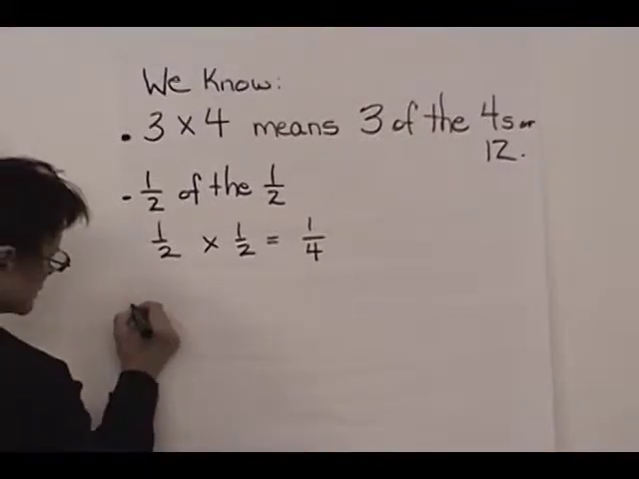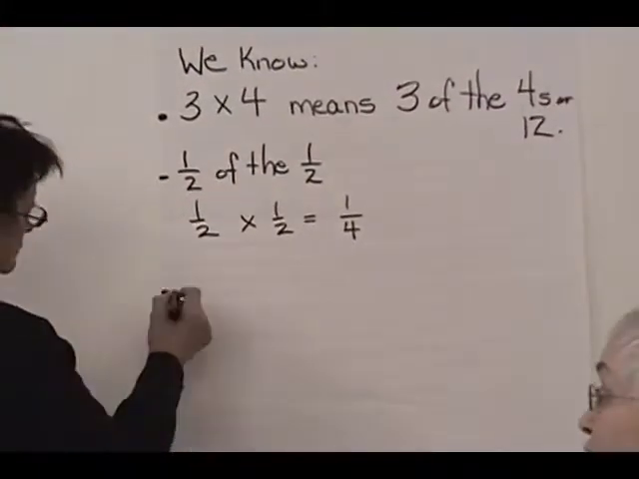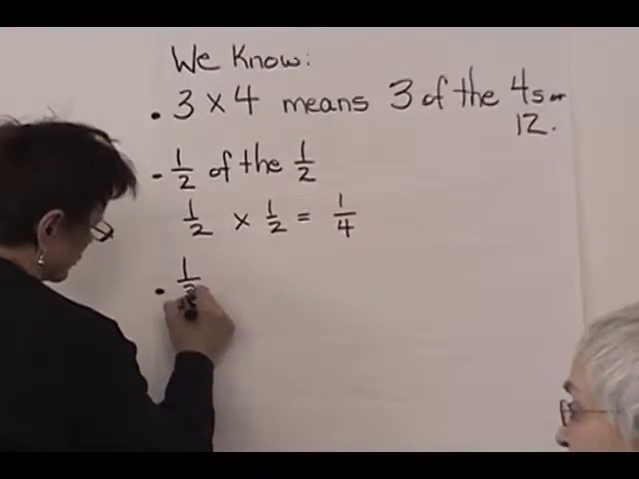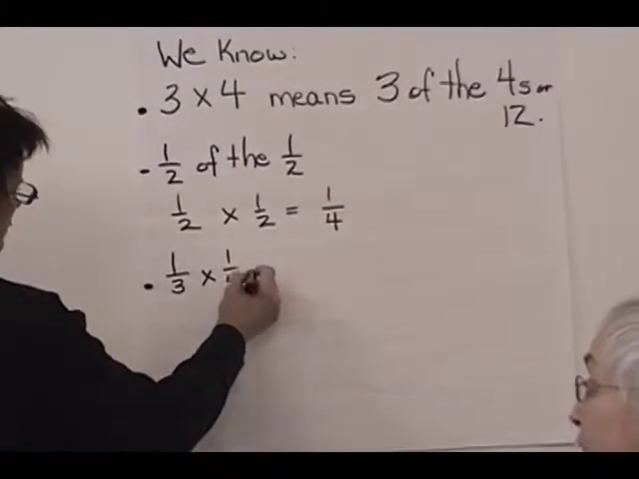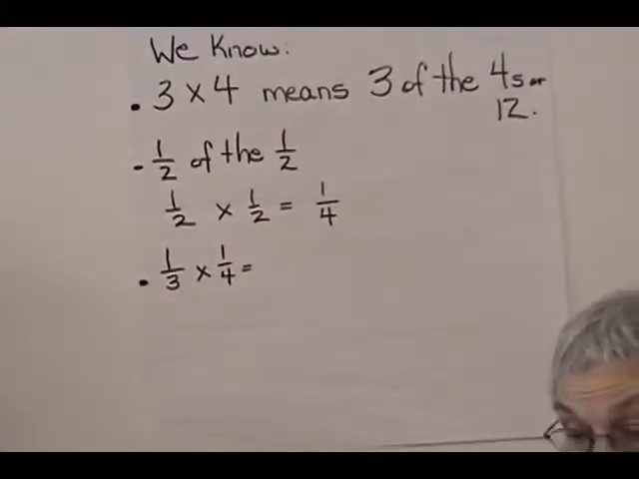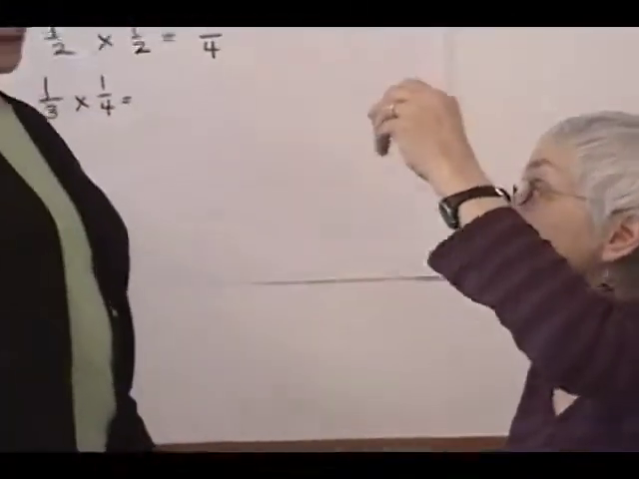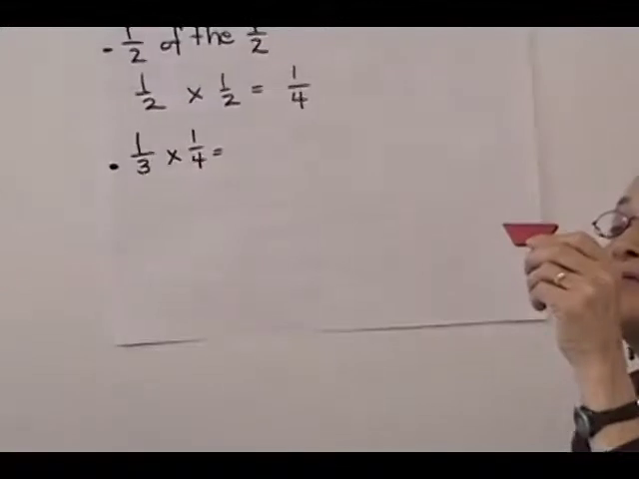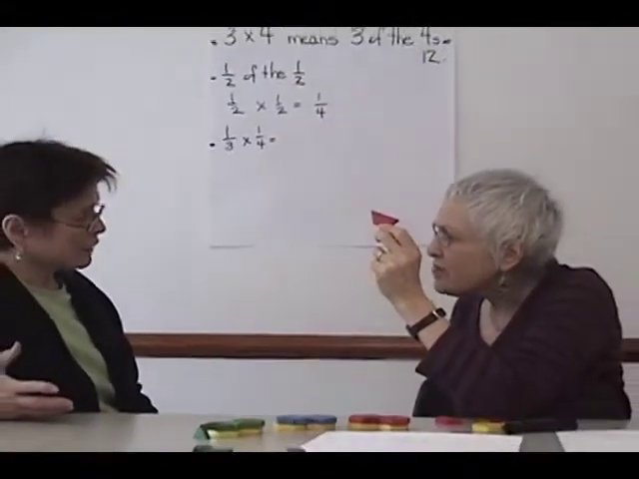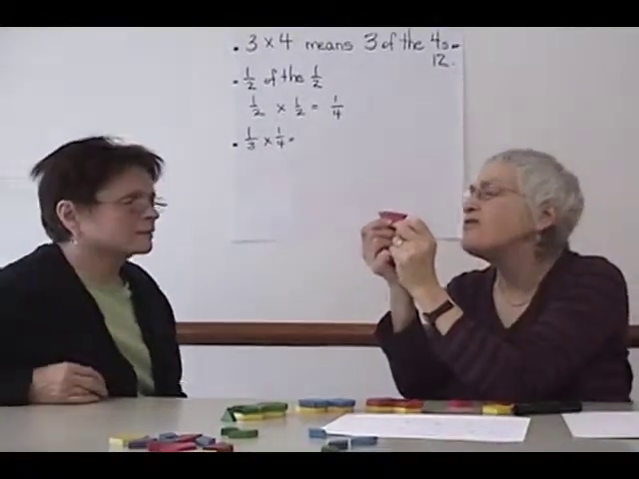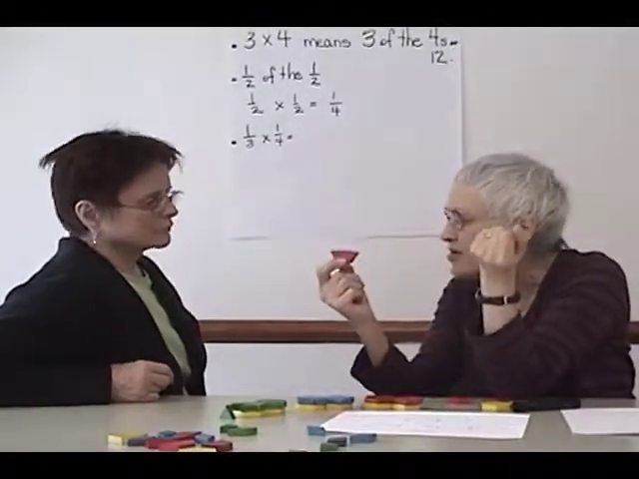Now, let's write down 1/3 times 1/4. And we always say it 1/3 of 1/4. Here's a fourth. Now, how are we going to divide that into 3 equal pieces? Is that what it means? A third of a fourth means break it into 3 equal pieces. We learned last week that 1/3 is 1 out of 3 equal pieces. So when we say 1/3 of a fourth, we mean one of the 3 equal pieces of a fourth.